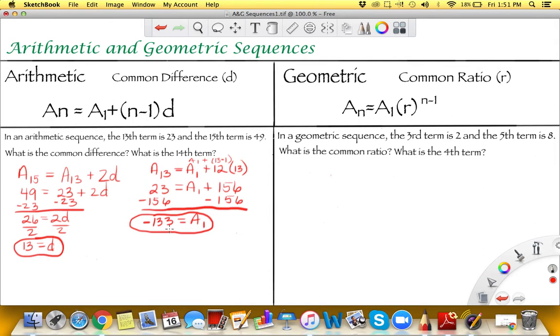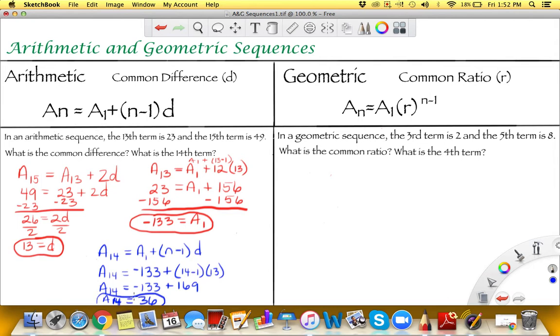Okay? Now, last but not least, in order to find the 14th term, I can simply plug that into the formula. So I have a sub 14 is equal to a sub 1 plus n minus 1 times d. So the 14th term is going to be negative 133 plus 14 minus 1 times 13, which gives us negative 133 plus 169, and when we do that, the 14th term is going to be 36. So there's our 14th term in this sequence, 36.